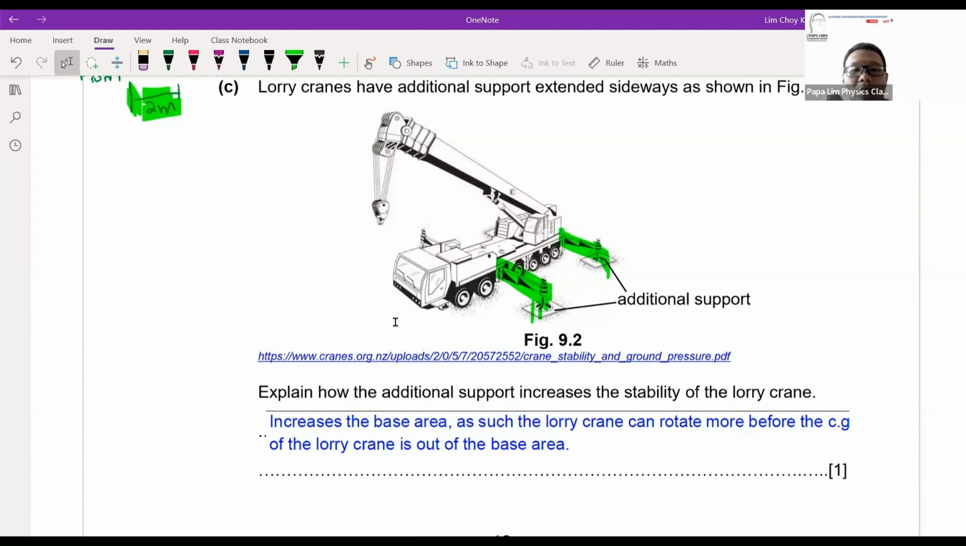One of the primary reasons for this additional support is to increase the base area. Remember, the two common factors for increased stability are, first, a lower CG, and second, a broad base. So by lengthening the additional support, I'm increasing the base area. Thus the crane can rotate more, and the CG will still be within the base area before toppling. This is one of the most important factors when we look at increasing the base area.